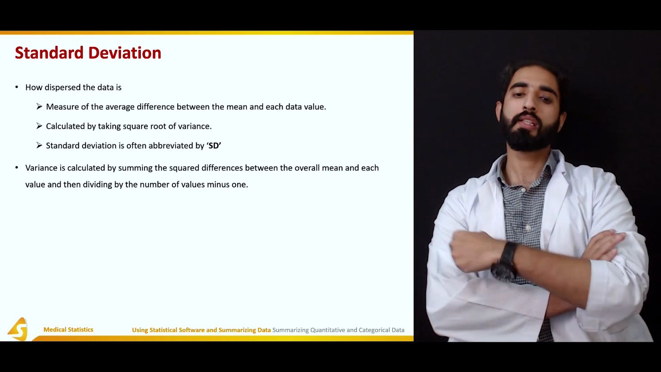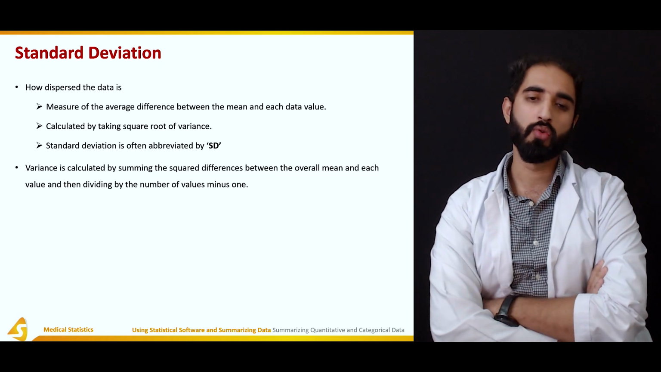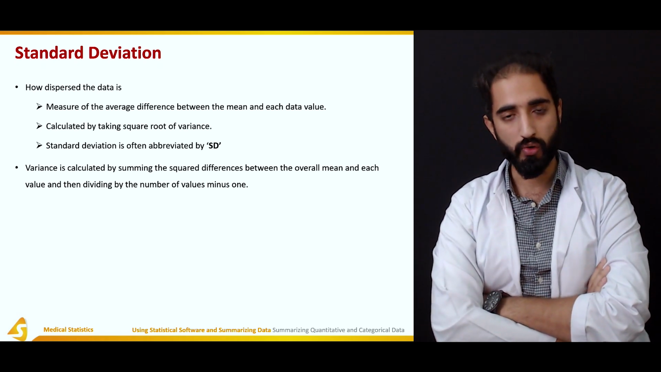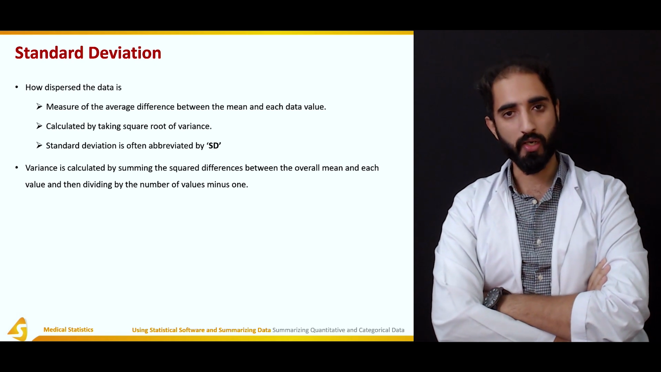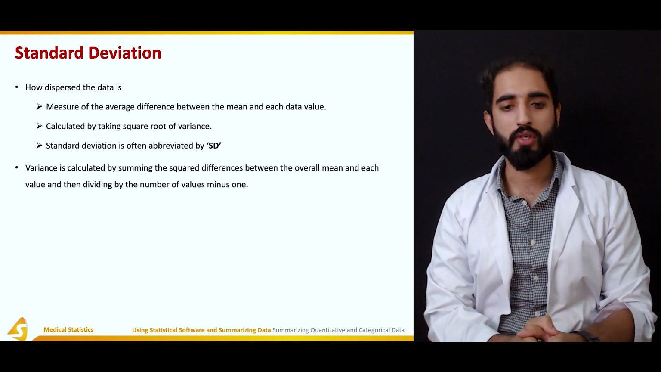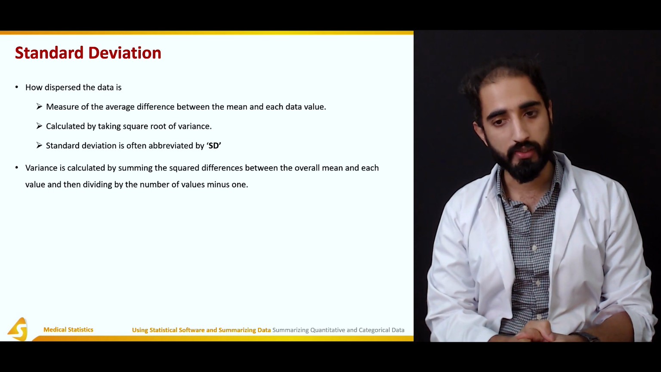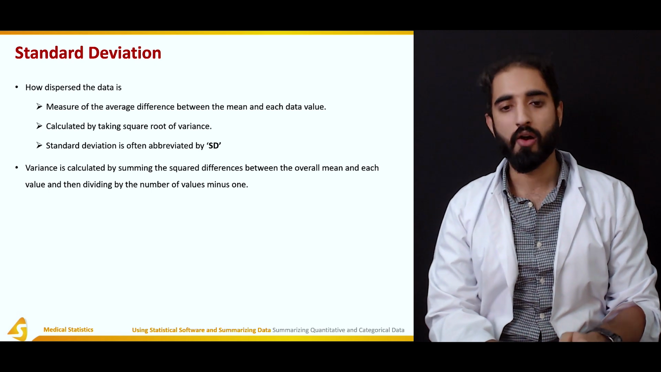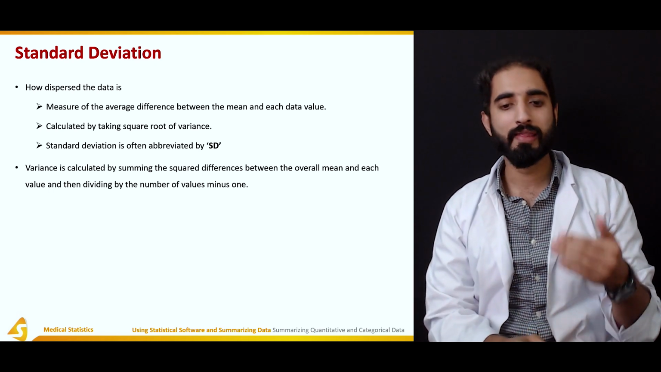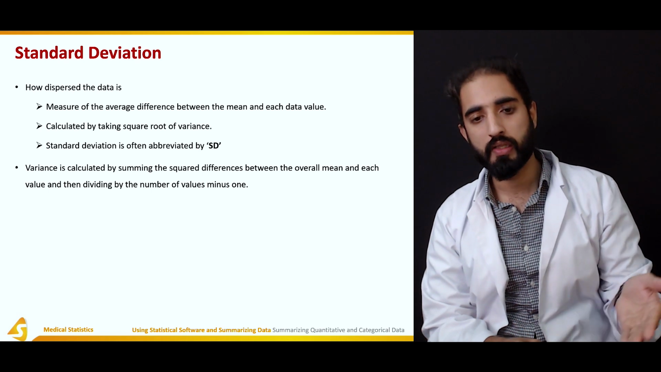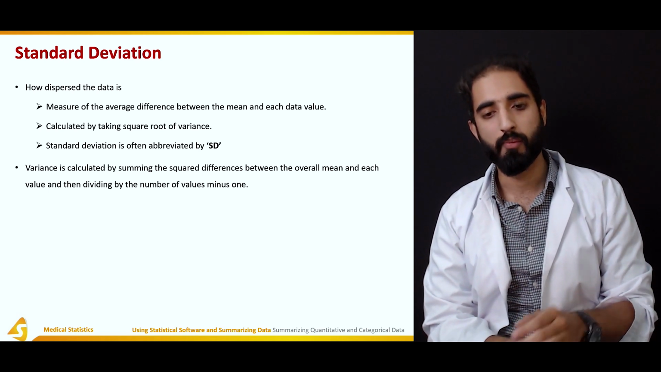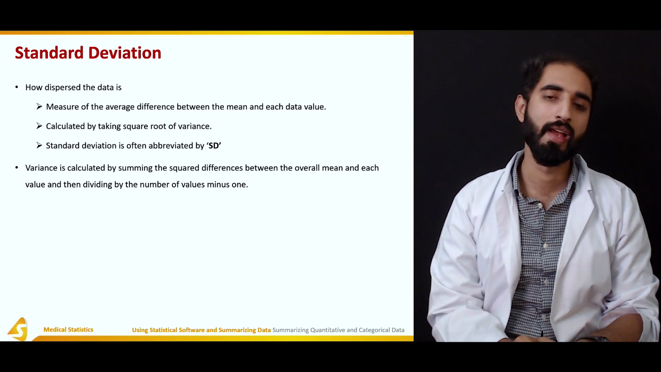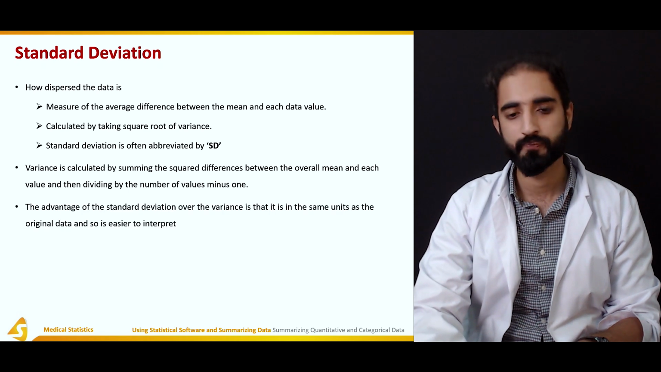So as we said, it is calculated by taking the square root of the variance. So in short, the difference between standard deviation and variance is that the standard deviation is the square root of the variance. But how is the variance calculated? It is calculated by summing the squared differences between the overall mean and the value for each individual or each participant, and then dividing all of those by the total number of values minus 1. So if there were 100 values, we divide by 100 minus 1, which is 99.